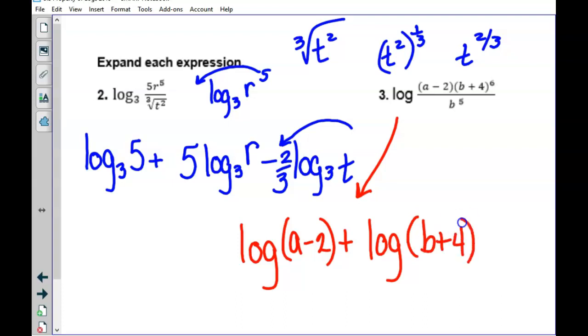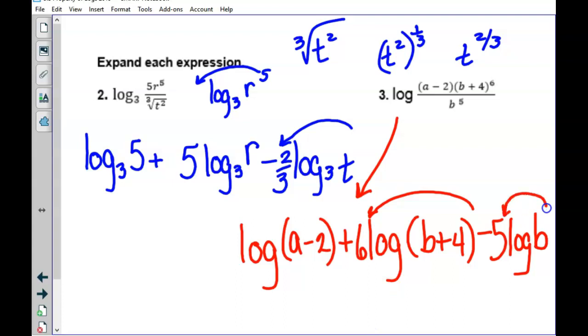Do you want me to move this 6 out now or later? Okay, so that 6 can move out front. And then we could move the 5, right? And then the log of b. Everybody okay? We moved that one out front as well. And we cannot make those parentheses separate because they were addition or subtraction. All right.